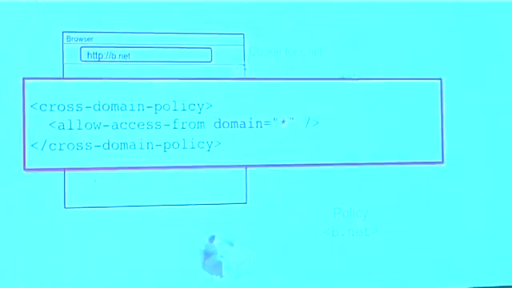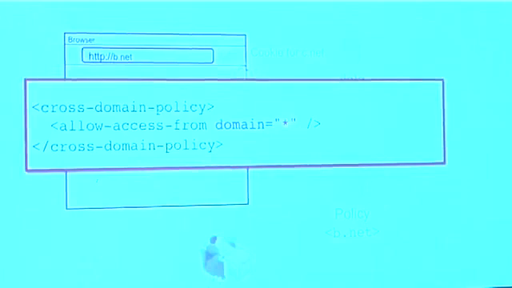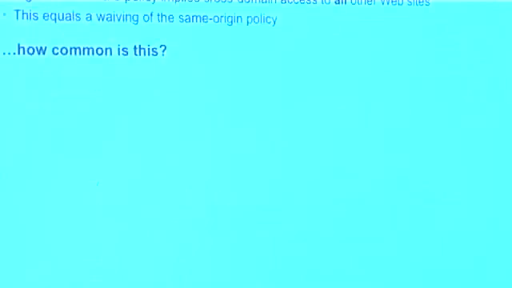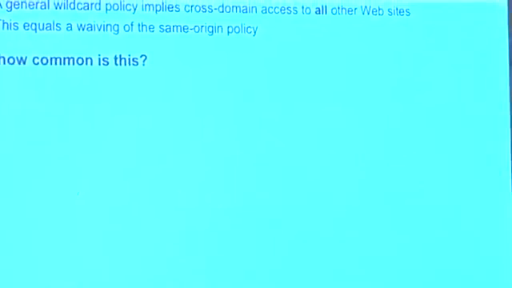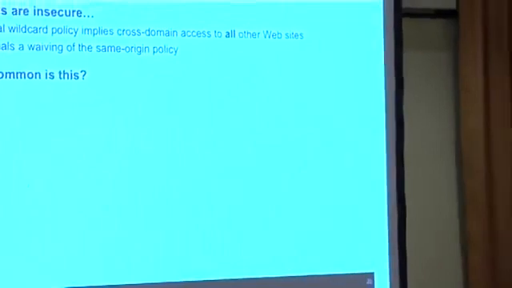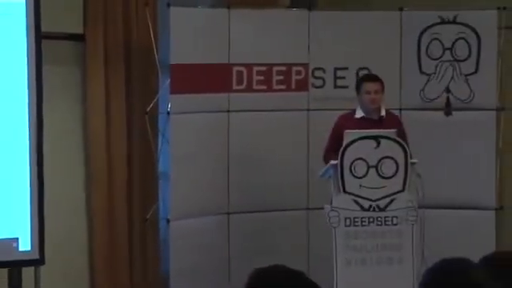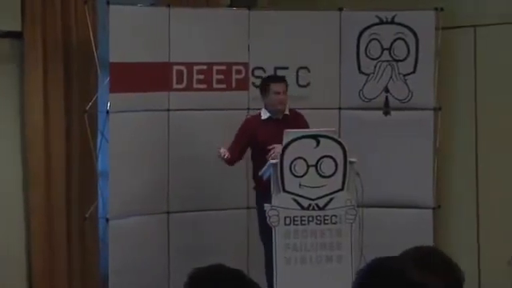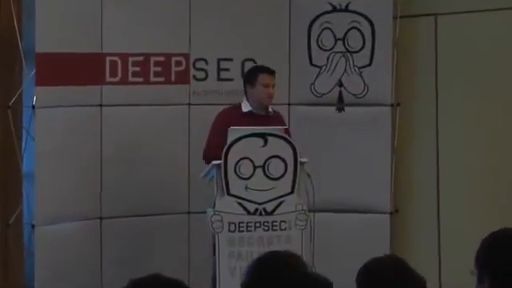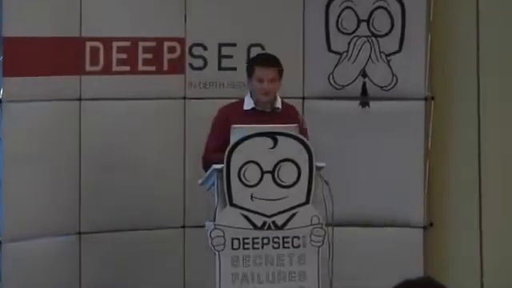But in this policy, we also have wildcards. And wildcards are really bad because wildcards basically allow all the domains in the web to conduct cross-domain requests. And therefore, wildcards basically opt out of the same origin policy. So if you use a wildcard, you basically deactivate the same origin policy for your site, which is a bad thing because without the same origin policy, we have session hijacking capabilities.